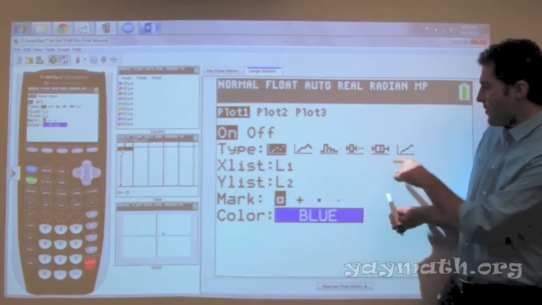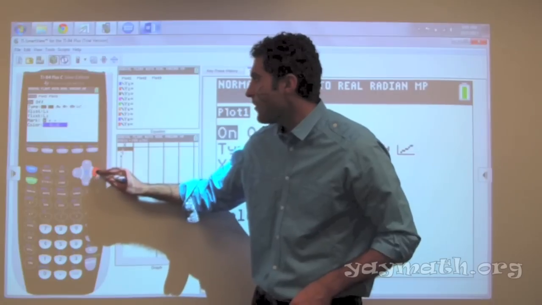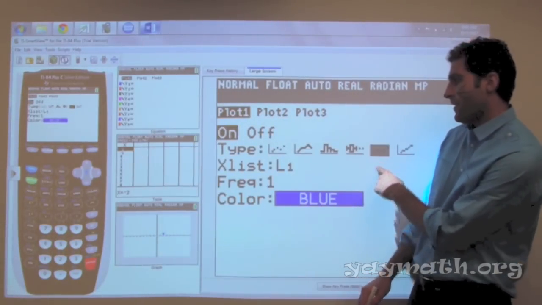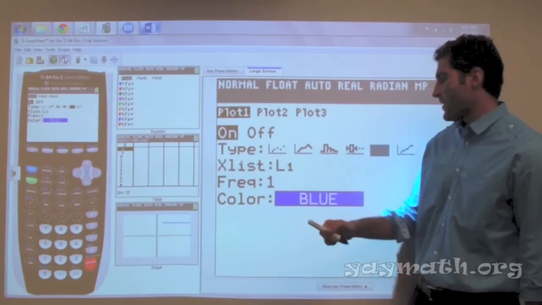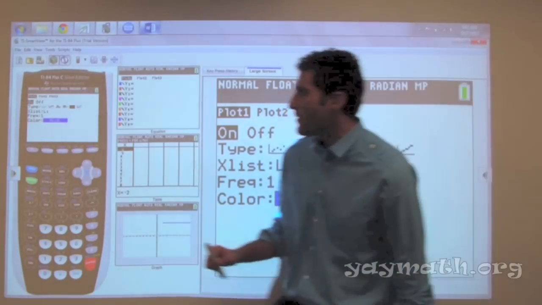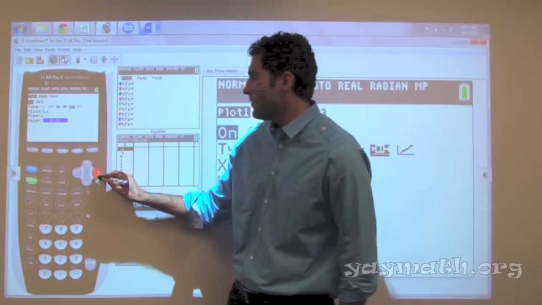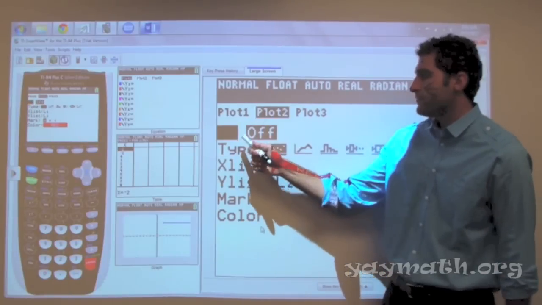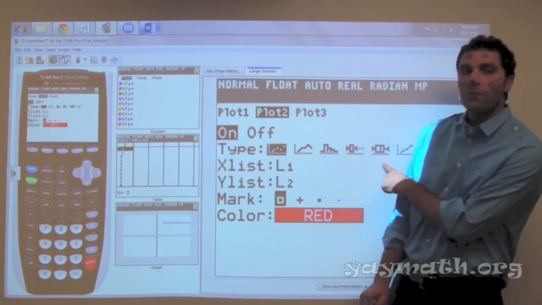Okay, so here we go. Box and Whisker going down. Scroll, scroll, scroll, scroll. Enter. I hit this one, and it's asking, do you want to do it for L1? We say yes. Frequency 1, and we'll make it blue. Very nice. Let's go to plot 2. Enter. We're going to turn this one on. Box and Whisker for plot 2.